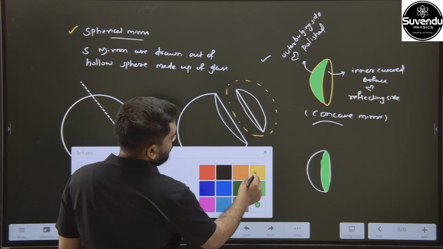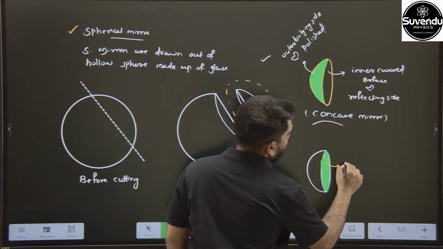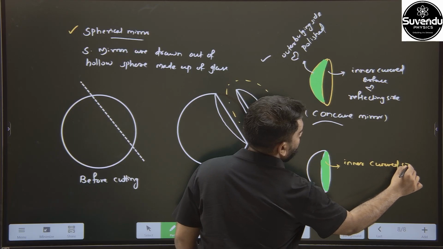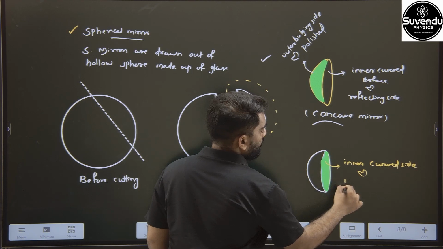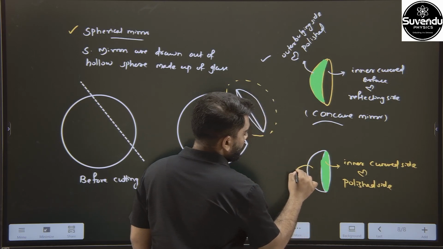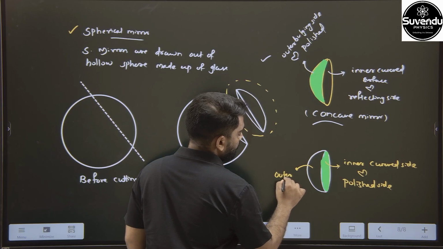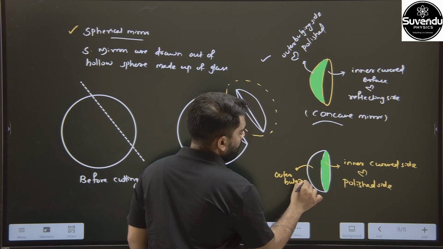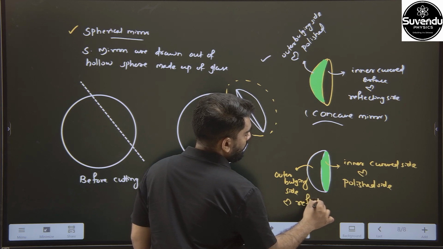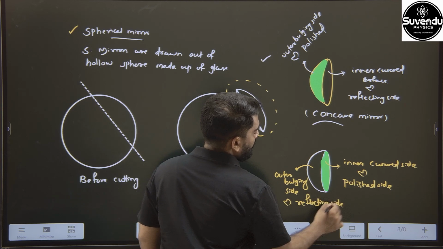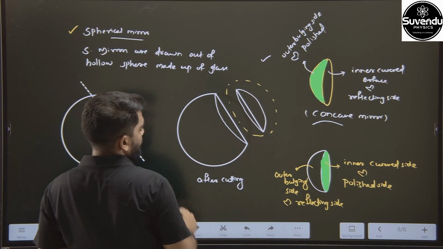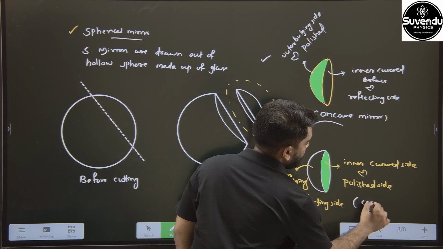Next, look at the second diagram. In this, this side is your inner curved side, and this is our polished side, and this one is the outer bulging side. This is our reflecting side, and this mirror that you see now, spherical mirror, is treated as convex mirror.